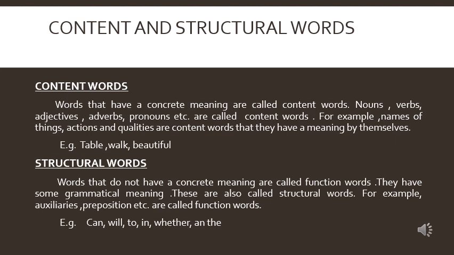And structural words are also called functional words. Words that do not have a concrete meaning are called structural or functional words, and they have a grammatical meaning. So they will not have a concrete meaning, but they will have a grammatical meaning. For example, auxiliary verbs, prepositions, etc. are called functional words. For example, words like can, will, to, in, whether, and. Such words are called structural words or functional words.